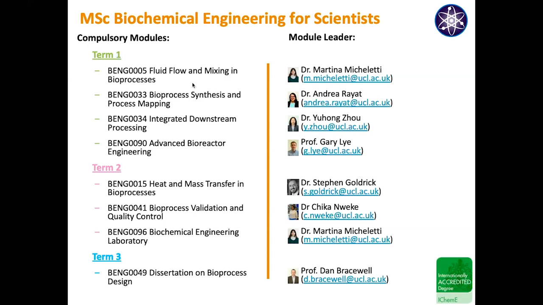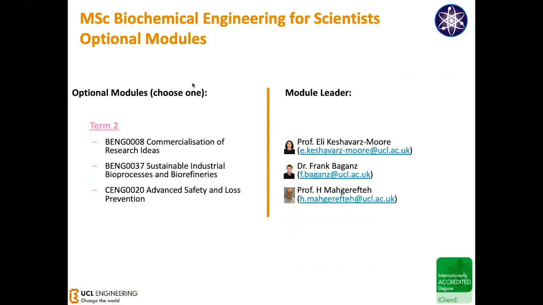So in order to become a chartered engineer, one of the major boxes you need to tick is you need to have undertaken what is known as a capstone design project. So this is what you get to do in term 3. Now in term 2, you have an optional module, so you can select one of the following 3 modules: commercialization and enterprise essentially, sustainable bioprocess and biorefineries, and advanced safety and loss prevention.